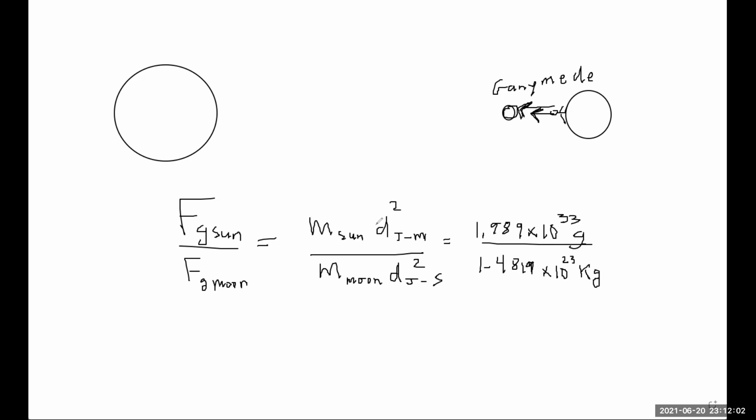Okay, what was the distance of Jupiter from its moon? That one was 1,070,400 kilometers. So that's the distance of Jupiter to the moon. Then you square that. Then you divide that by the distance of Jupiter to the sun. Okay, well, I wrote that originally: 778.